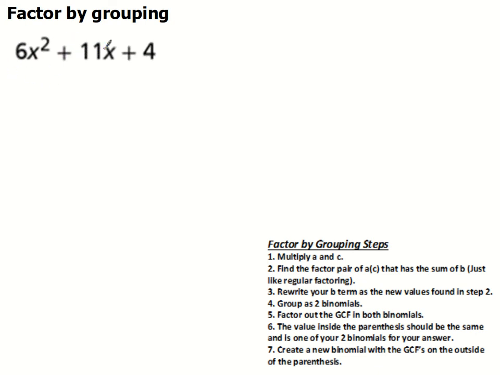Right now I can't factor out a 6 because none of these are divisible by 6. I can't just find the factors of 4 that add up to 11. That doesn't exist. So we're going to follow these steps. First thing for factoring by grouping is we multiply A and C. So I'm going to multiply 6 times 4, which is 24. So what I'm actually looking for are factors of 24 that are going to add up to 11.